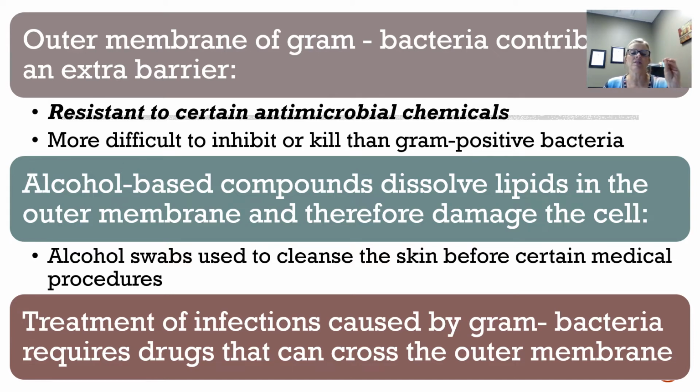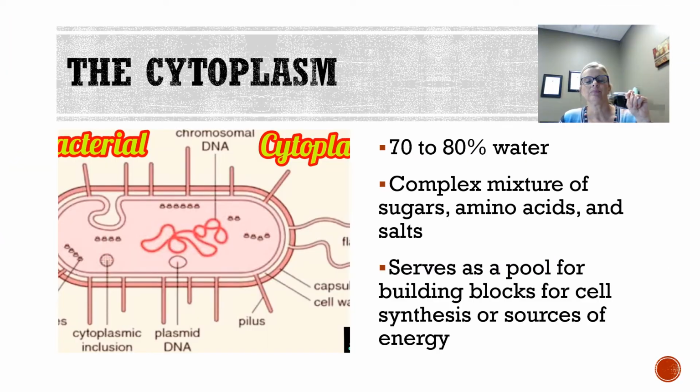And so this is some of the important points of those differences in cell wall structures when we look at clinically applying this information. Water is a solvent for all cell contents, basically, and so it's going to contain sugar, amino acids, and salts in it. But the cytoplasm is going to be about 70 to 80% water, and then 20 to 30% the rest of those substances. And so basically it serves as a pool or a holding place for the building blocks for all of the cell synthesis, for energy.